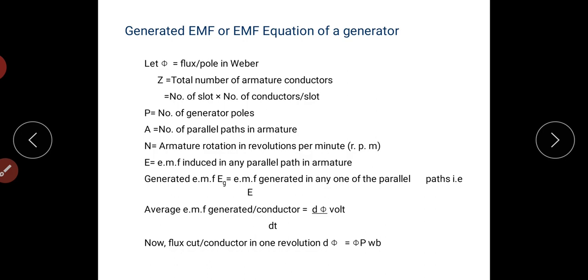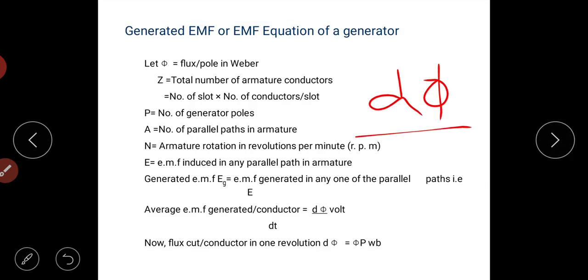Capital E is the generated EMF, or EMF induced in any parallel path in the armature. So the generated EMF, EG, equals the EMF generated in any one of the parallel paths, that is E. So EG equals E. According to Faraday's law of electromagnetic induction, the average EMF generated per conductor equals d phi by dt.